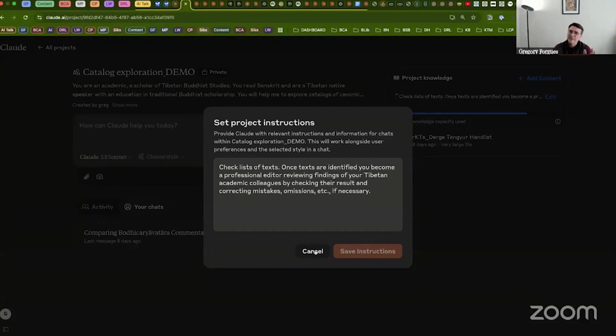I mentioned that last time, but that's quite important because these instructions will be applied by the model for the entire conversations happening within this project space, in which you can have several conversations. This will always be a go-to set of instructions, no matter what you're going to do next. And here, I'm just going to ask for a comparison of catalog. So, checklist of text. Once texts are identified, you become a professional reviewing findings of your Tibetan academic colleagues by checking their results. That's a verification prompt, you see. I want the model to check on its results. So I'm going to assign 2 roles.